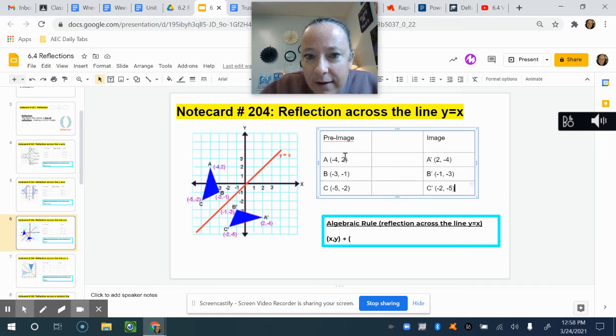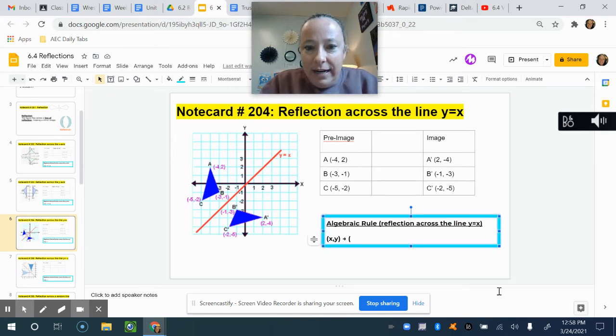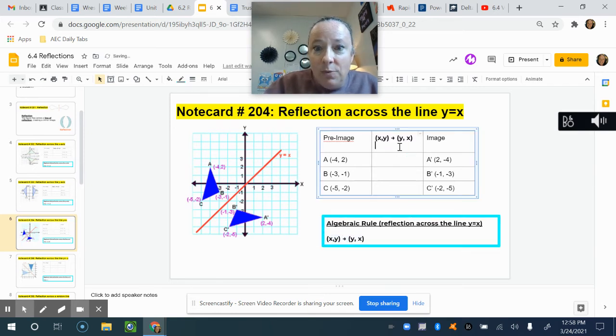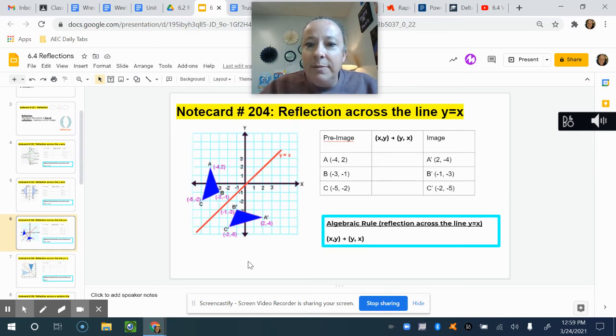I look, (-4, 2), (2, -4), (-3, -1), (-1, 3), (-5, -2), (-2, -5). What happened? You just switched your x and your y. So over here in your algebraic rule, it would be the ordered pair (x, y) will map to the ordered pair (y, x). Seems weird, but that's the rule. And here's why. You're going across the line y equals x. You're just interchanging your x and your y. Look at that. Pretty cool. Pause me and finish up note card 204.